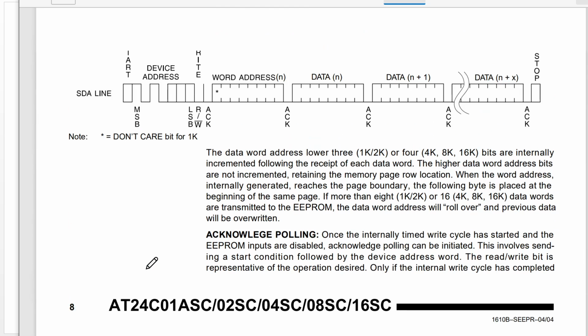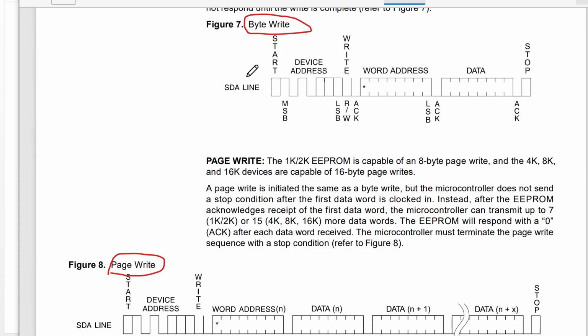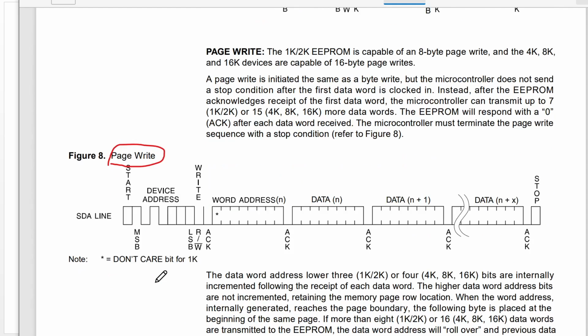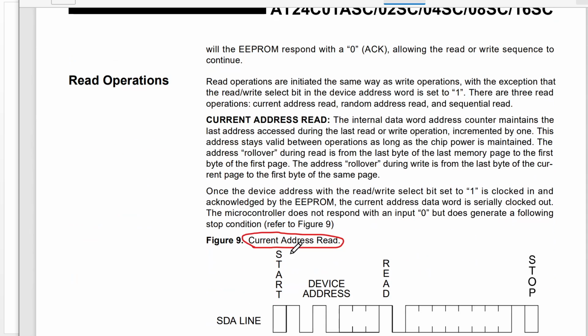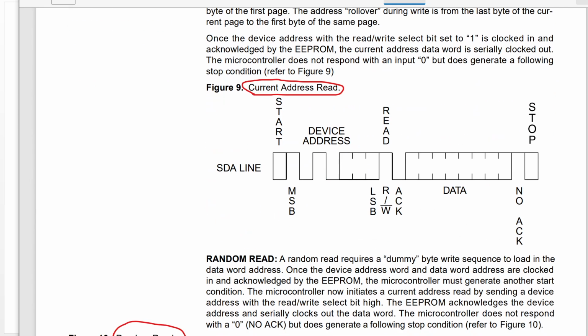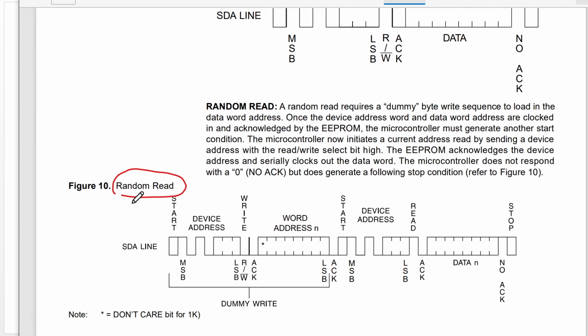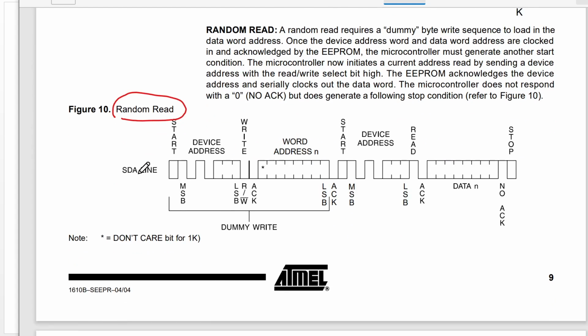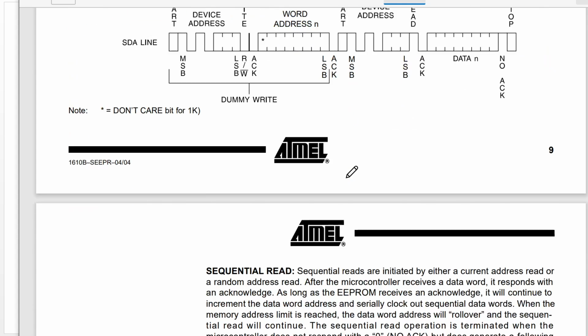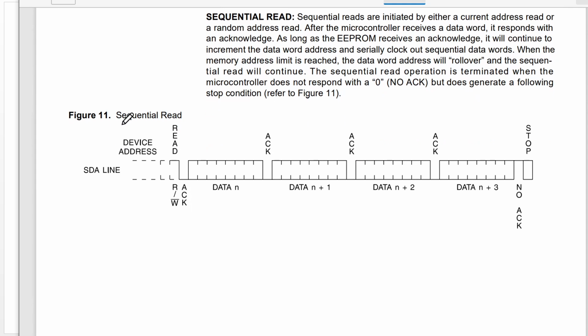The two writes and the two reads are the base for our I2C EEPROM driver. These are the rules we need to follow to drive the EEPROM according to this protocol. And this is the sequential read.